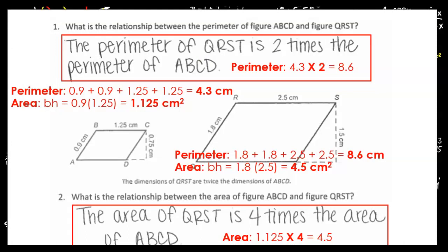for figure ABCD is 4.3 centimeters, right? That is 1.25 plus 1.25 plus 0.9 plus 0.9, and that is equal to 4.3 centimeters. The perimeter for QRST is 8.6 centimeters. So that's 2.5 plus 2.5 plus 1.8 plus 1.8 for the perimeter. So you'll see that the perimeter is 2 times the original.